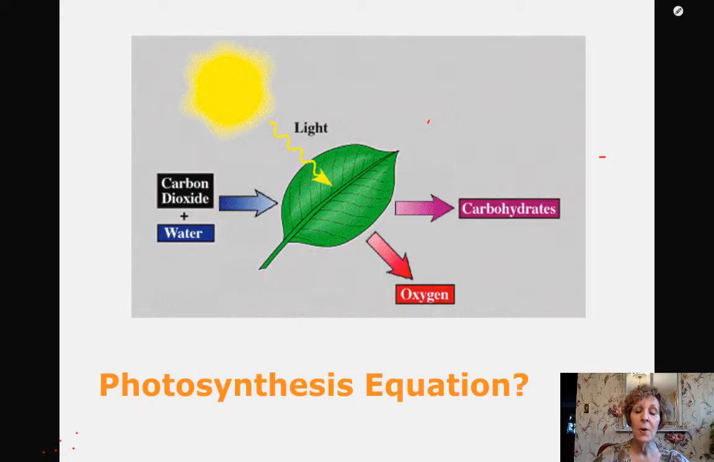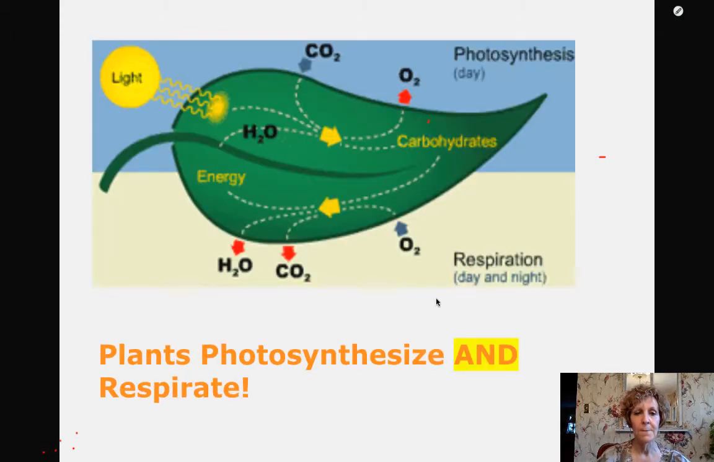So just to remember the photosynthesis equation, right? We have three reactants: light, carbon dioxide, and water. And then we have carbohydrates or glucose, and we have oxygen as a product.